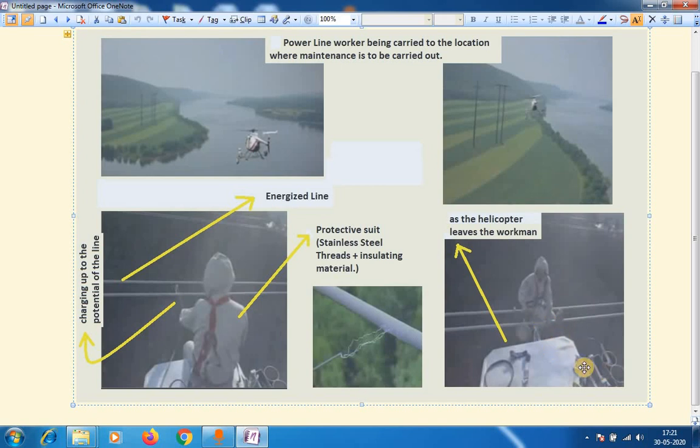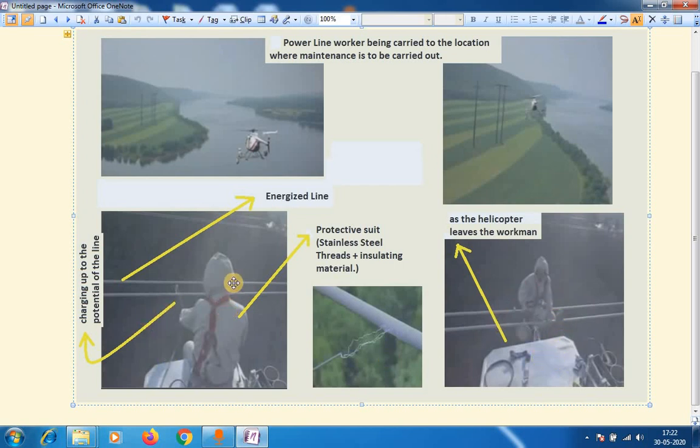The helicopter sets off from here. He gradually detaches the rod from the helicopter, so that whatever potential difference is being introduced is guided through this rod, right? Is guided through this rod.